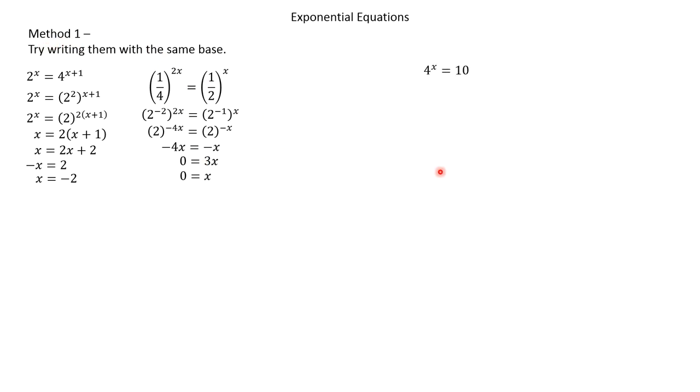For another method, we'll have things like this: 4 to the x equals 10. So if we tried this using the first method, writing them with the same base, well, 4 is 2 to a power. 10, however, is not 2 to a power. Well, 10 is 2 to the 3 point something, but that is not something we want to try to figure out. So we have a second method for this type of problem.